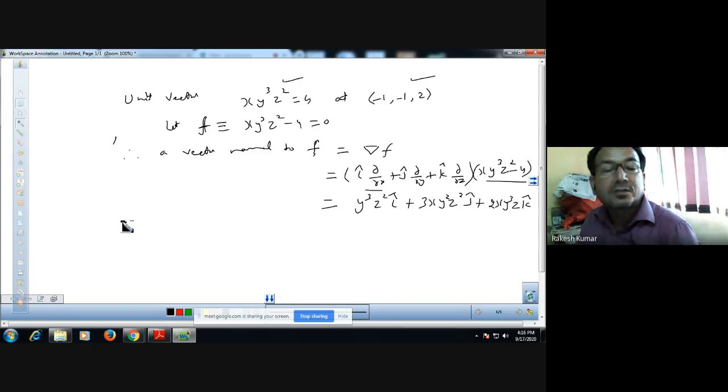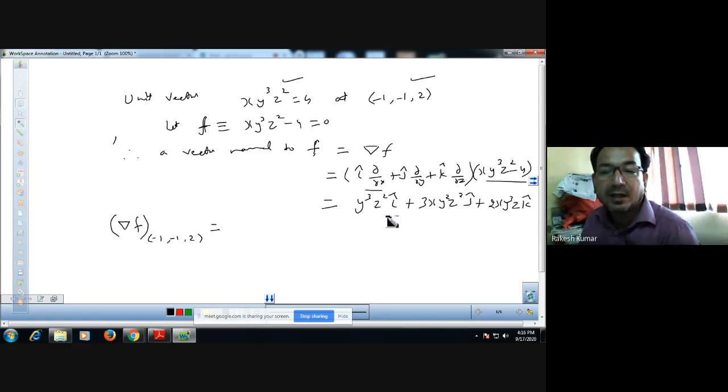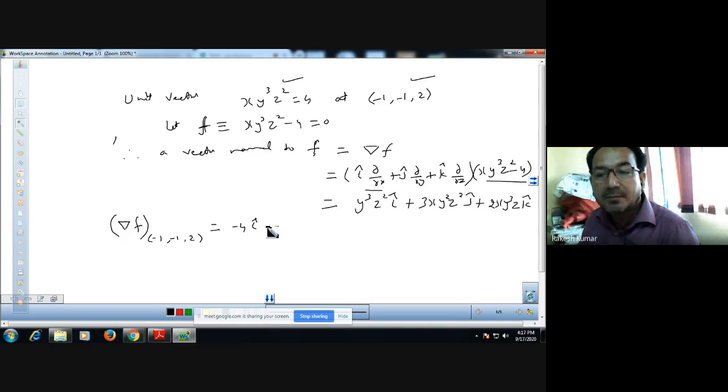Now we just need to find the value of the gradient of f at the point. The point is (-1, 2). Now you just need to put this point here. So (-1) whole cube times y cube, which is 2 square, will be -1 times 4, so -4 i cap. And this will be -3 times 2 square, which is 4, so that will be -12 j cap.